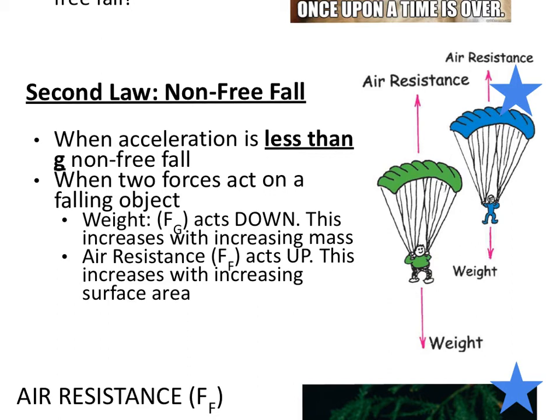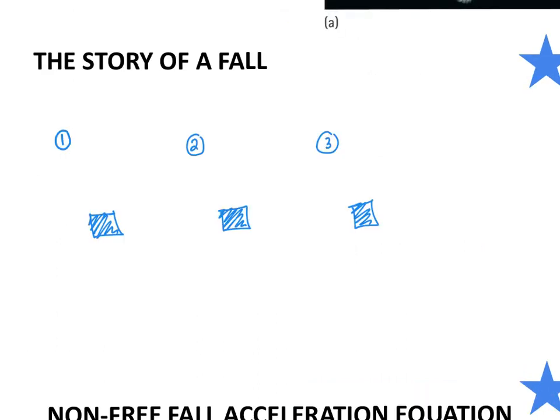So the only two forces that you will see acting on the object are the following. We're going to have our F of g, or our weight, and then the other one we're going to experience is our air resistance, or our F of f. Air resistance acts up always, and Fg acts down. Your weight, or your F of g, will increase depending on your mass, and your air resistance will increase with surface area. The story of the fall is in your notes.